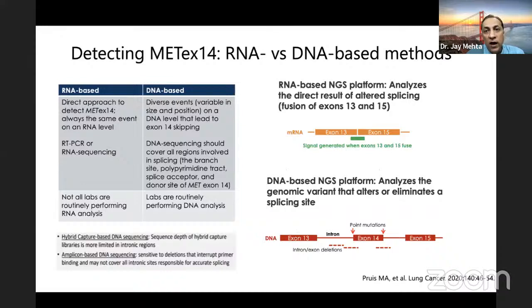You can use either an RNA or a DNA-based method. RNA is definitely better than a DNA-based method. The DNA method would have to have primer sets which target the intronic regions, including the splice acceptor, the donor, and the branching site. So it becomes a little bit more complicated. So ideally, an RNA-based method is the preferred choice.